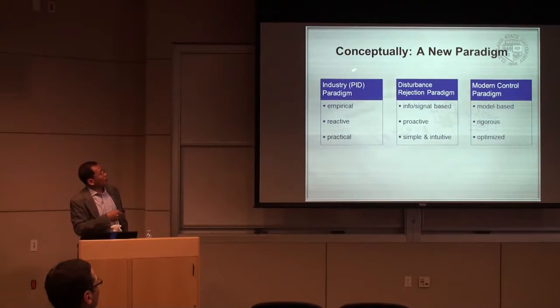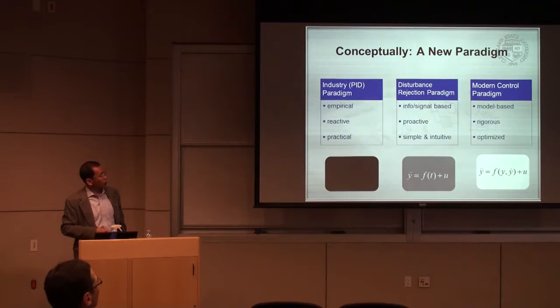Now, if you look at it in the industry, we have this empirical paradigm, where we design and tune the controller empirically. The controller reacts to the output change, but it's practical. The PID controller is used widely; it's still dominant. And then on the other side, we have the modern control paradigm, where it's model-based, where it's rigorous, where the controller is optimized. Right? But here, you need transparency. You need a lot of information. Right? So we could say that the industry paradigm may be more like a black box approach, and the modern control paradigm is more like a white box.